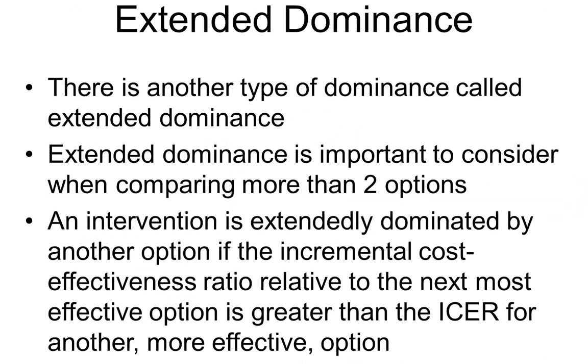So there is another kind of dominance, and this one is called extended dominance. And this one is a little trickier, not much trickier, but a little trickier to think about. So extended dominance is important to consider when we're comparing more than two options. So we're going to step back from the example that we've been using for a minute just to explain this concept. So an intervention is extendedly dominated by another option if the incremental cost-benefit ratio relative to the next most effective option is greater than the ICER for another more effective option.